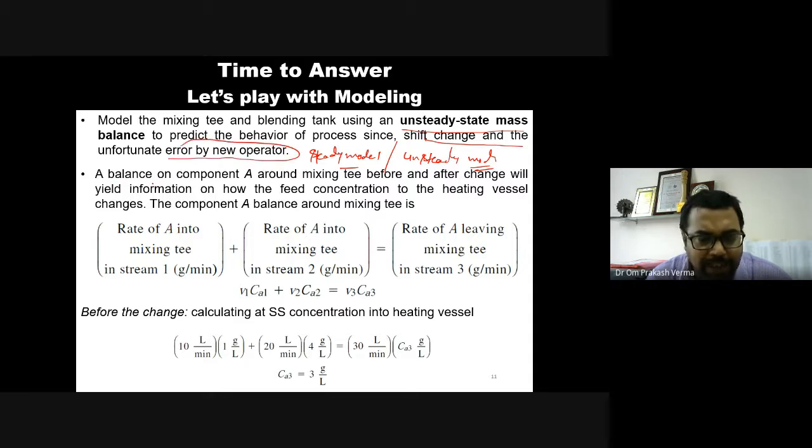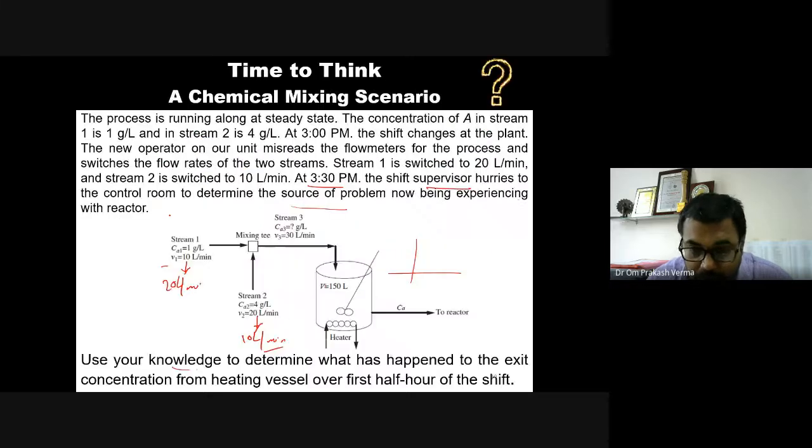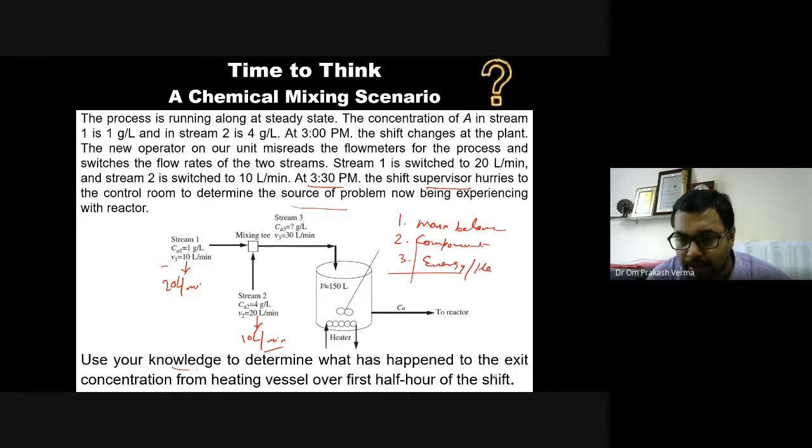Now what we are trying to do is write the component balance. There are three types of balance equations based on the conservation law that we use in the process industries. First is the mass balance, the mass transfer. Second is the component balance, which is again a type of mass balance. And third is the energy balance, or heat balance. Is it clear? So mass transfer, component transfer, and energy transfer.